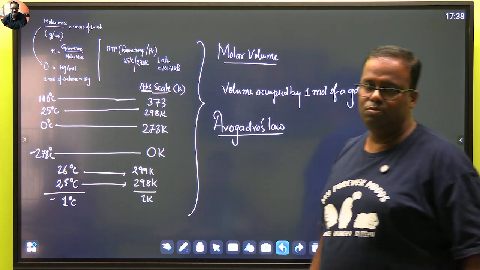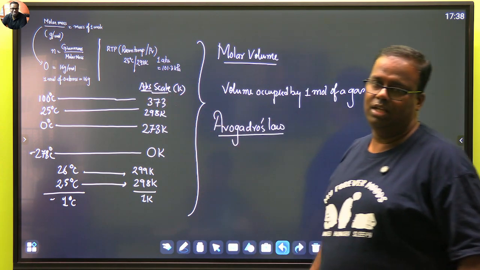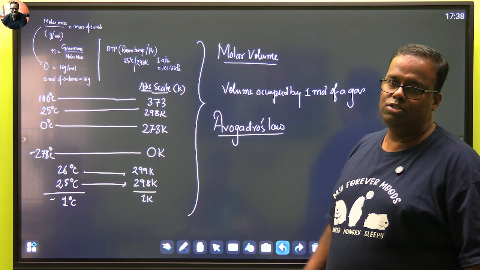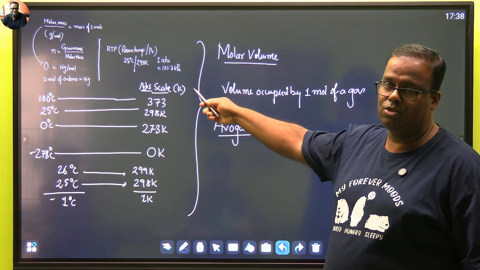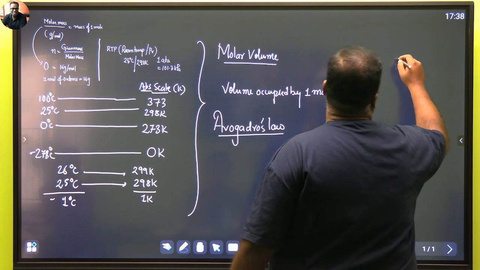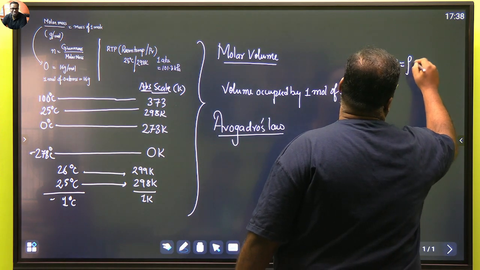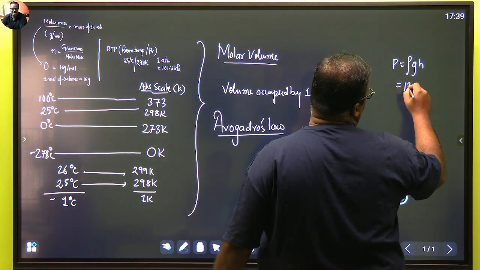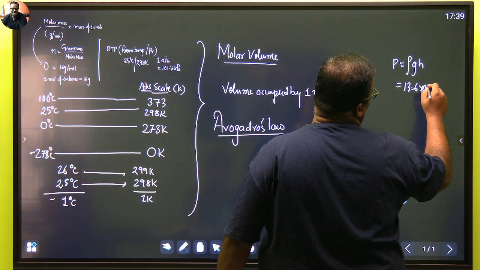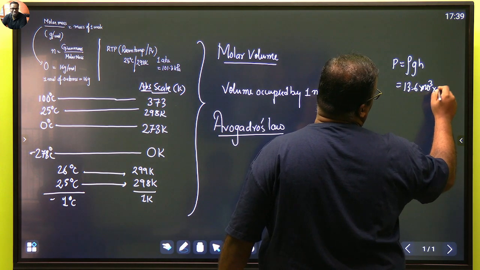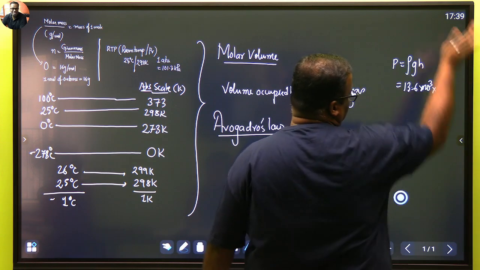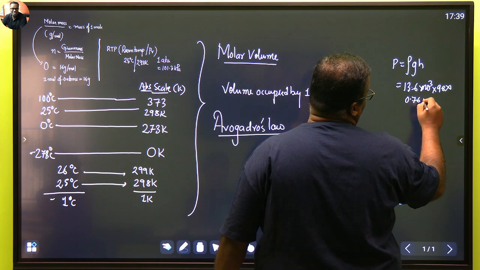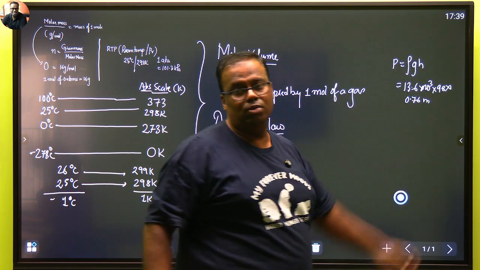What is the standard room temperature? 25 degrees centigrade. And what is the pressure? 1 atmosphere. 1 atmosphere corresponds to 101.3 kPa. You want to see how this also comes? You know this formula, right? Pressure is equal to rho into g into h. Rho means we are using mercury. Mercury's rho is 13.6 into 10 to the power 3 kg per meter cube, into g 9.8, into the height that mercury rises, which is 76 centimeter, which is 0.76 meters. Now, if you do this, you will get your value in pascals.